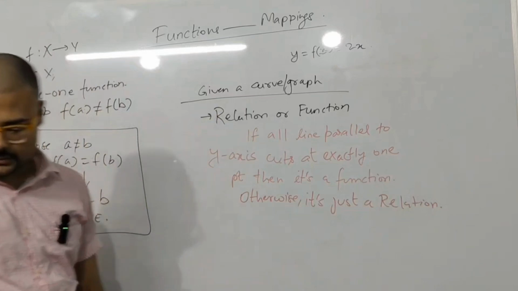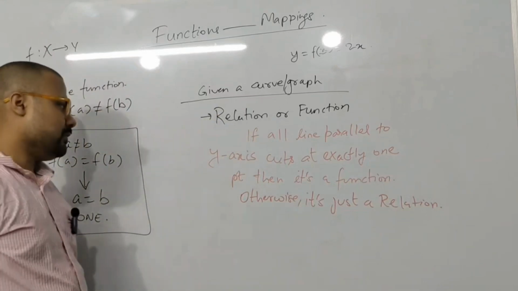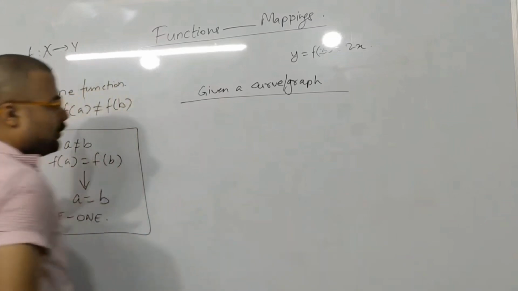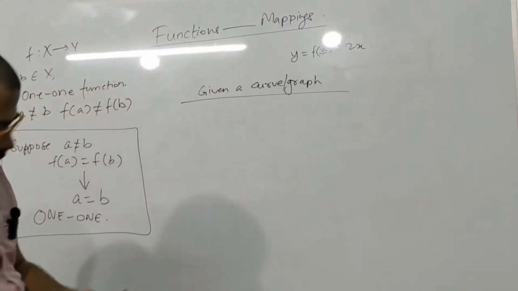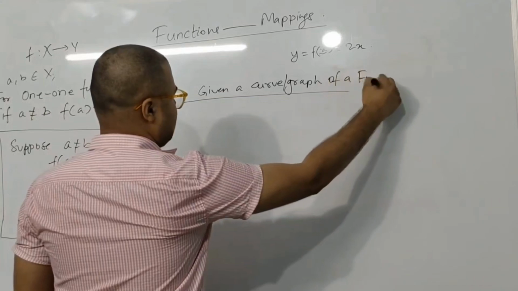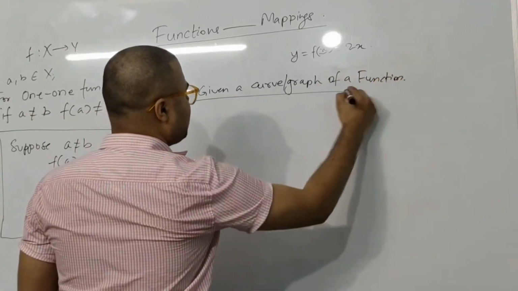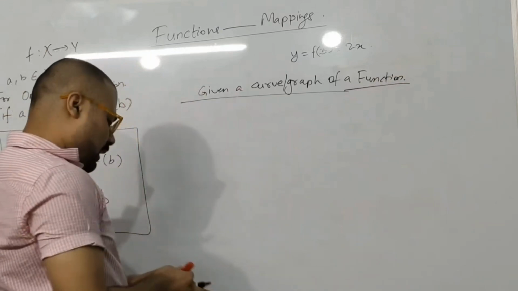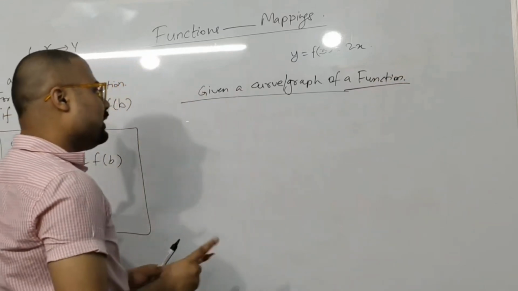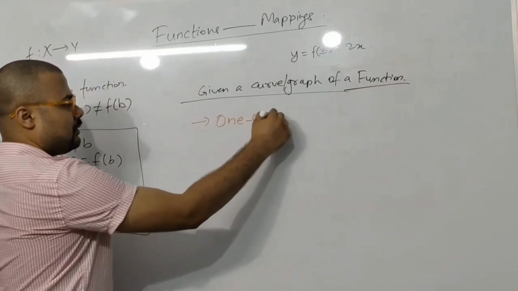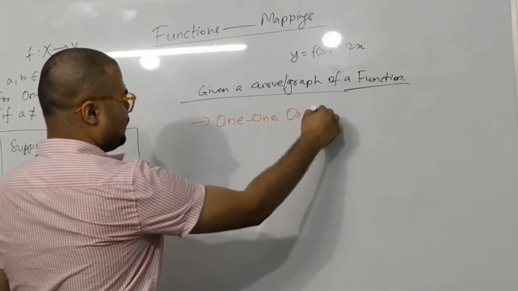And how do you find, so I'm erasing again. Given the curve or graph of a function, so it's known that this curve is that of a function, then how do you find if it is one one or many one?